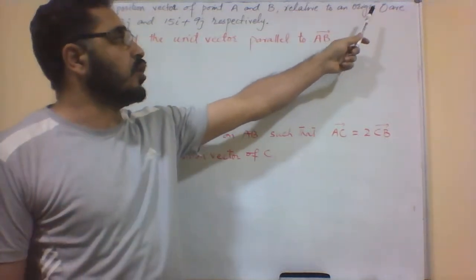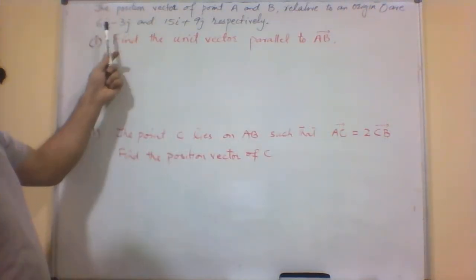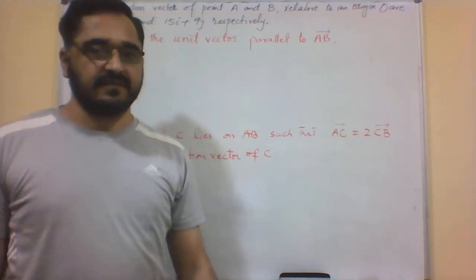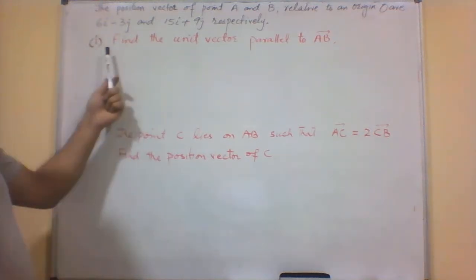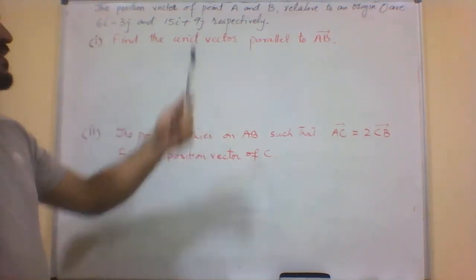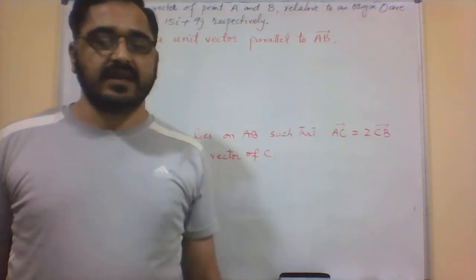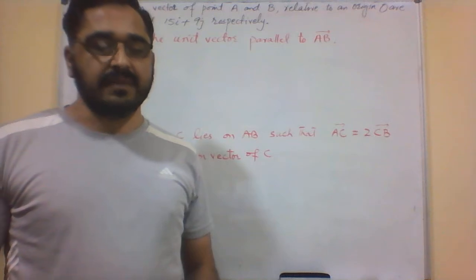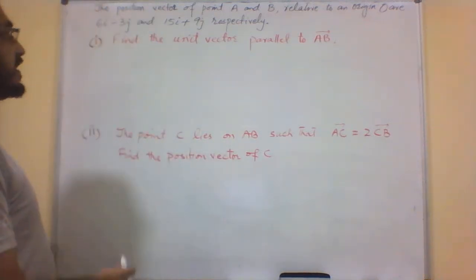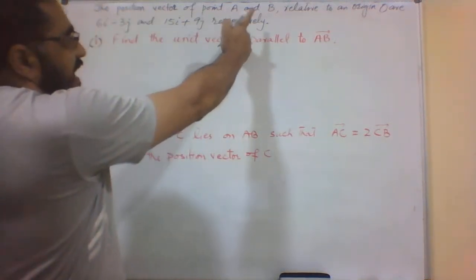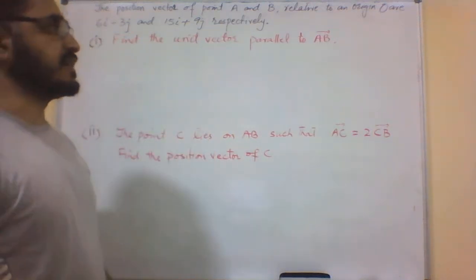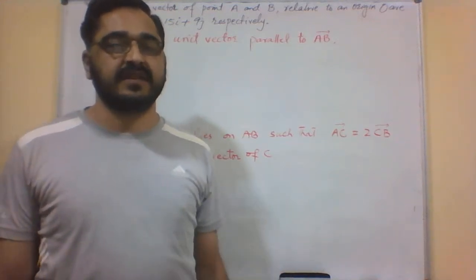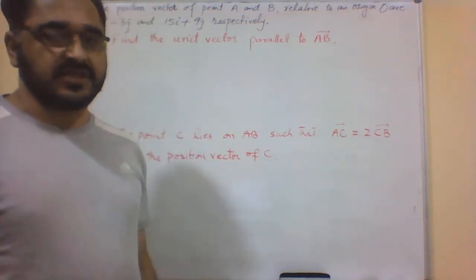The position vectors of points A and B relative to an origin O are 6i minus 3j and 15i plus 9j respectively. In the first part, find a unit vector parallel to AB. Since A and B are given relative to an origin O, these are position vectors. When a vector joins any point with the origin, that vector is the position vector.